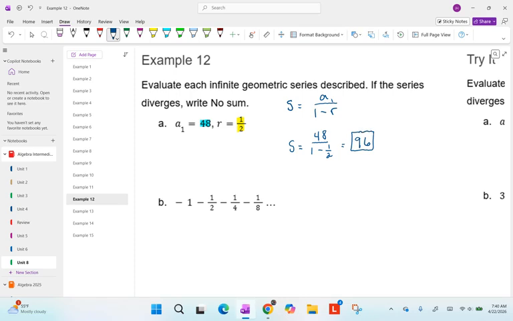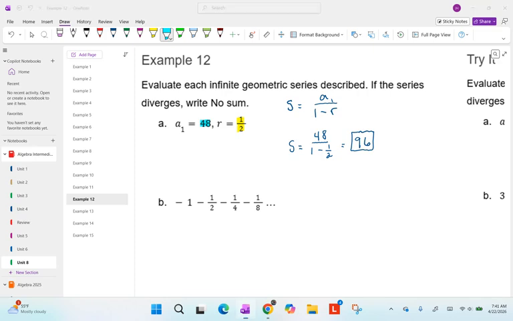Okay. So that's when it's nice and easy. It tells us what our first term is, tells us what our common ratio is. No problem, we just put it straight in. With part B, we're given the first few terms and asked to find if it converges or diverges. So we're going to go to work on this.